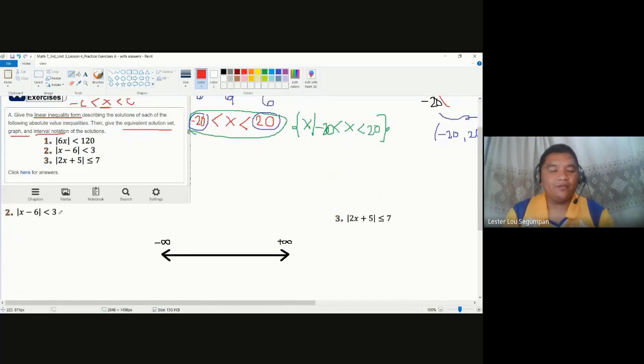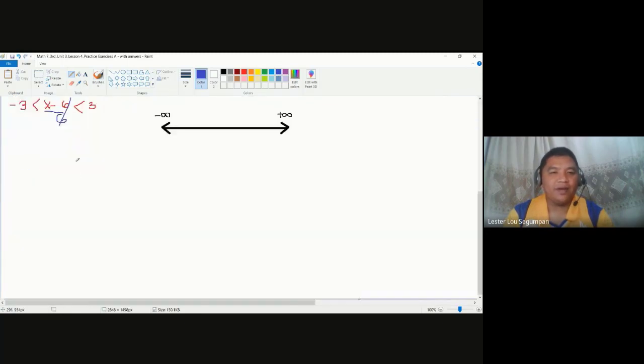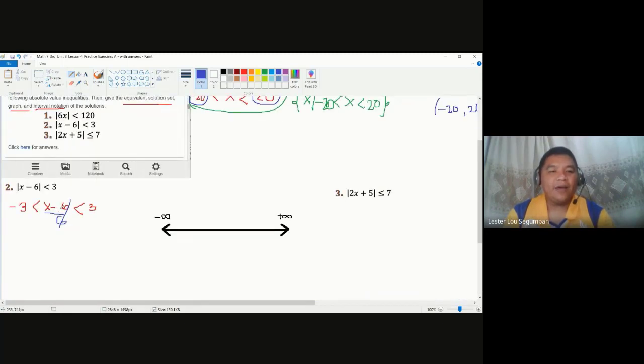By applying the general form, we'll have the quantity, again, not just x, not just 6, but it should be the binomial x minus 6 is greater than negative 3, but less than positive 3. Do not assume that we could divide this, because if you divide here at the top, you will also divide here. No. Look at the value of 6 here. This is negative 6, not a coefficient of x, but it's a constant. That's why we have a binomial here.